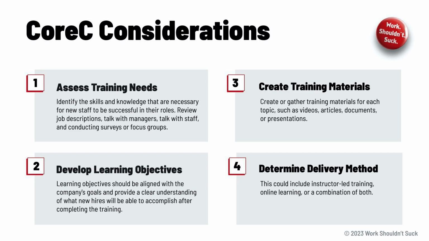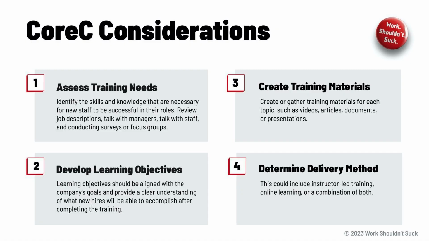The second consideration is developing those learning objectives. These are objectives aligned with the company's goals that provide a clear understanding of what new hires will be able to accomplish after completing the training. Some of what you'll cover in a core curriculum is historical background and contextual information. Some of it is actually how to do a thing. For example, how do we communicate? You talk about how we use Slack to do something. Maybe you want people to demonstrate that they can go on Slack and send a message.